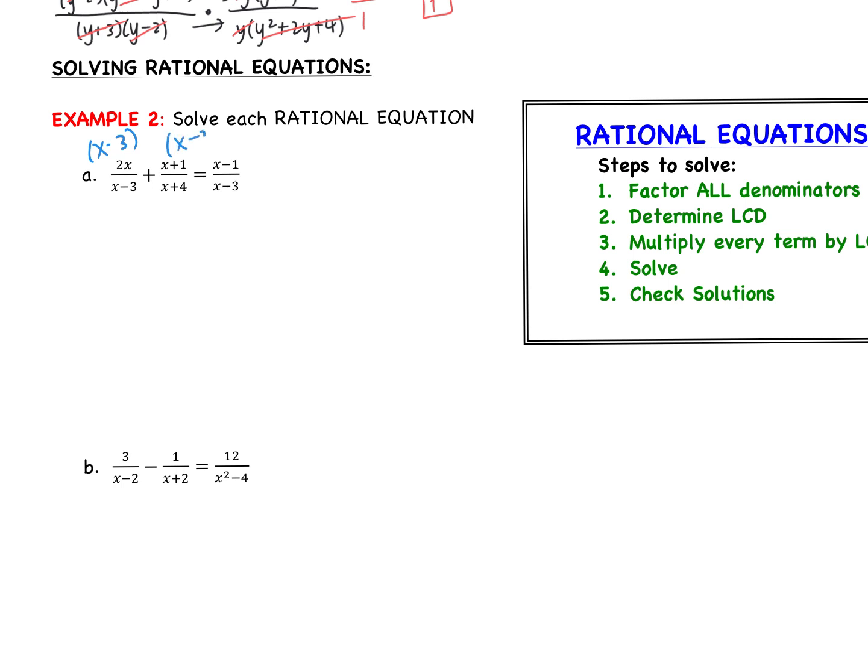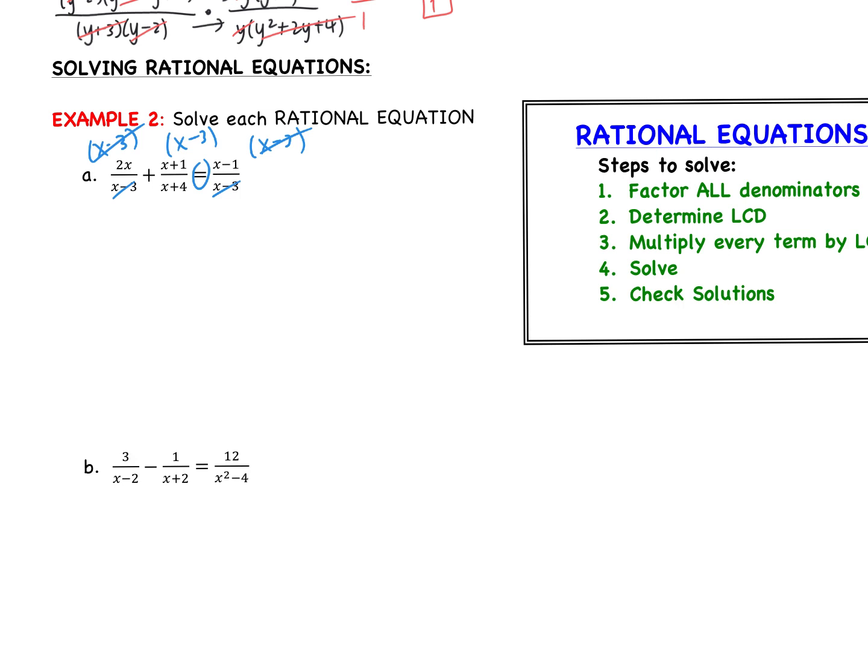So every fraction gets multiplied by x minus 3. I can do that because this is an equation. So because it's an equation, I can multiply every term by the same quantity. What that does is cancel out the first denominator and the last one. I'm still left with that x plus 4 then.